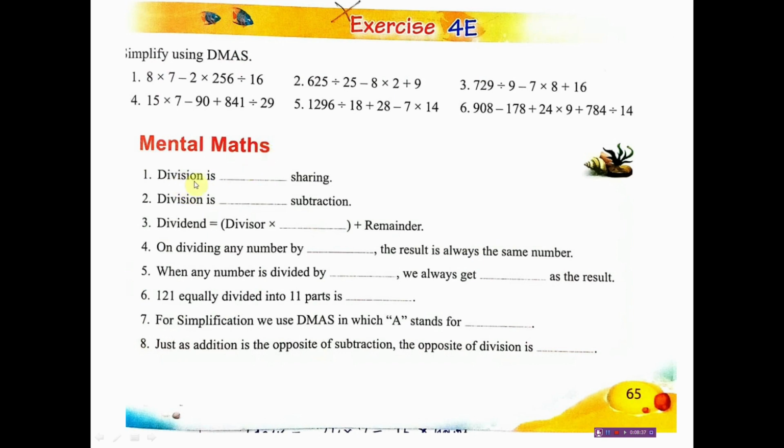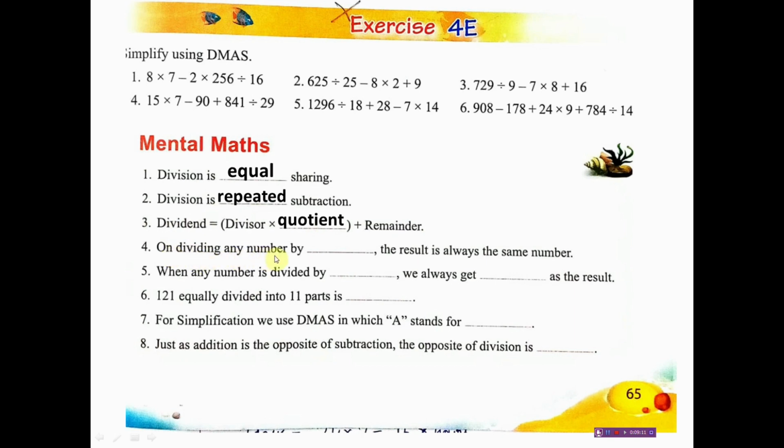Now we have learned division is what? Sharing. Yes, sharing equally. So division is equal sharing. We also learned division is what? Subtraction. Right, it is repeated subtraction. Now to get the dividend, what do we do? We multiply the divisor with the quotient and then we add the remainder to it. So we get the dividend.